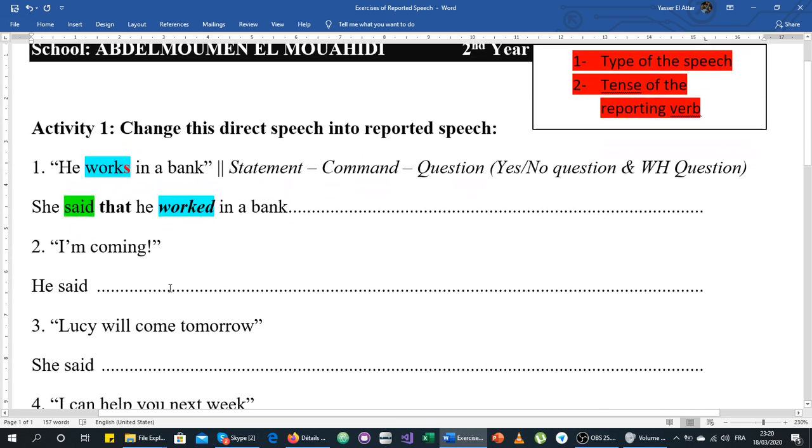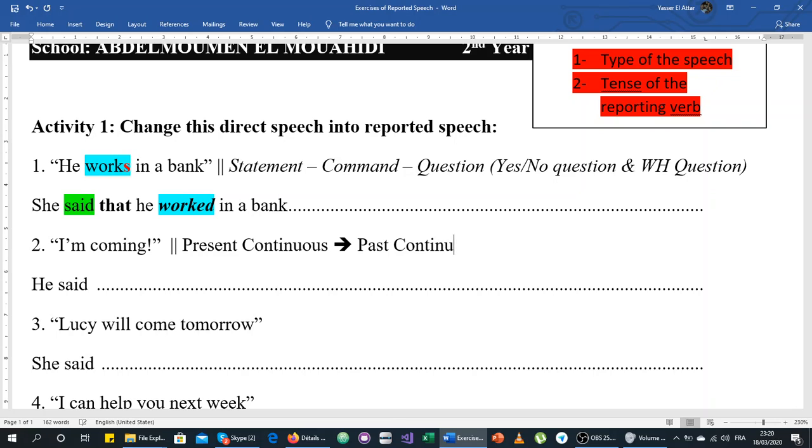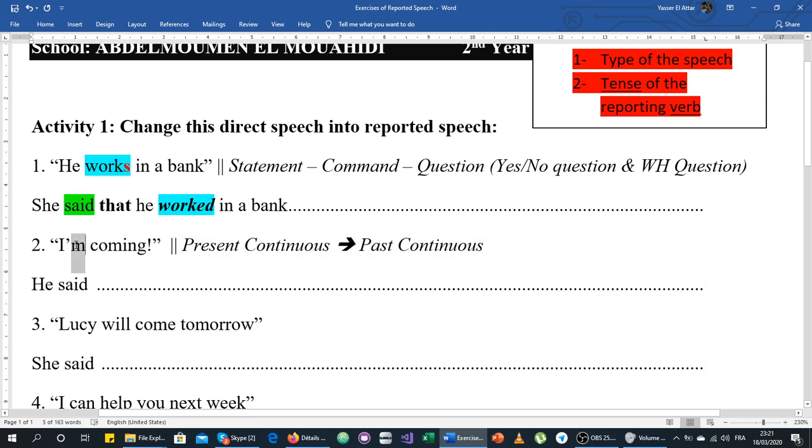We go to the second one: I am coming. We said the first thing is to check the type of the speech. Here we have subject and verb, so this one is a statement. Then we check the reporting verb. It's in the past, so we change the tense of this sentence. It is in the present continuous, not the simple present, sorry. And we said that the present continuous changes to the past continuous. Basically it is only changing the verb to be.